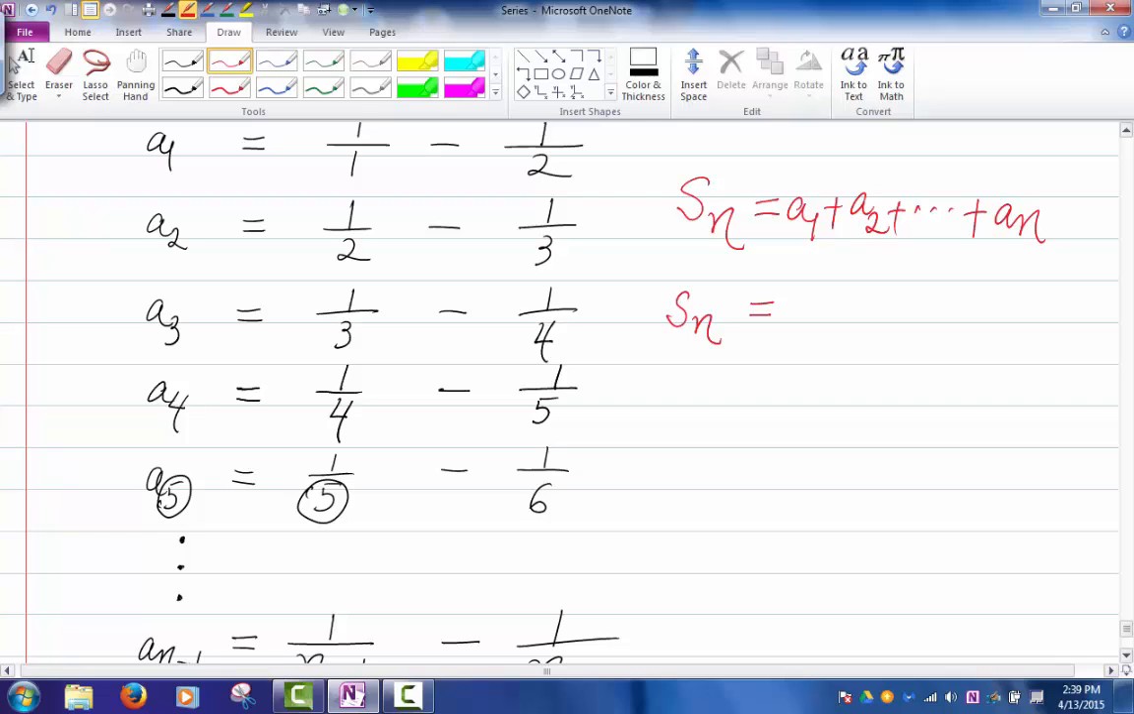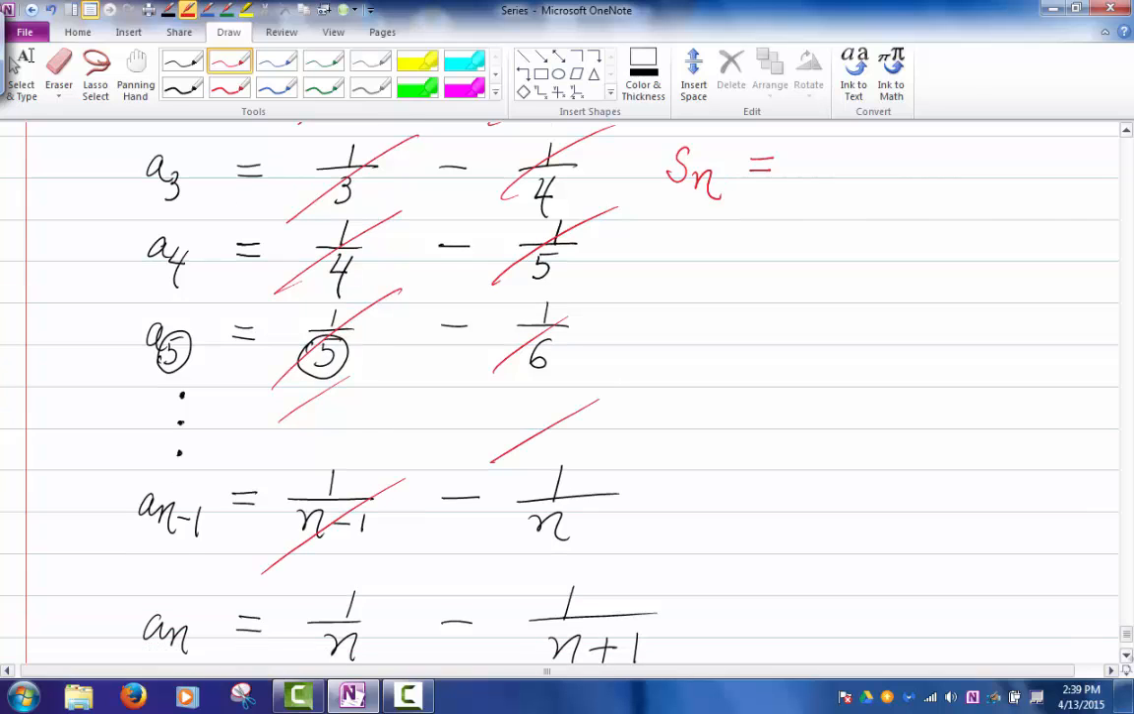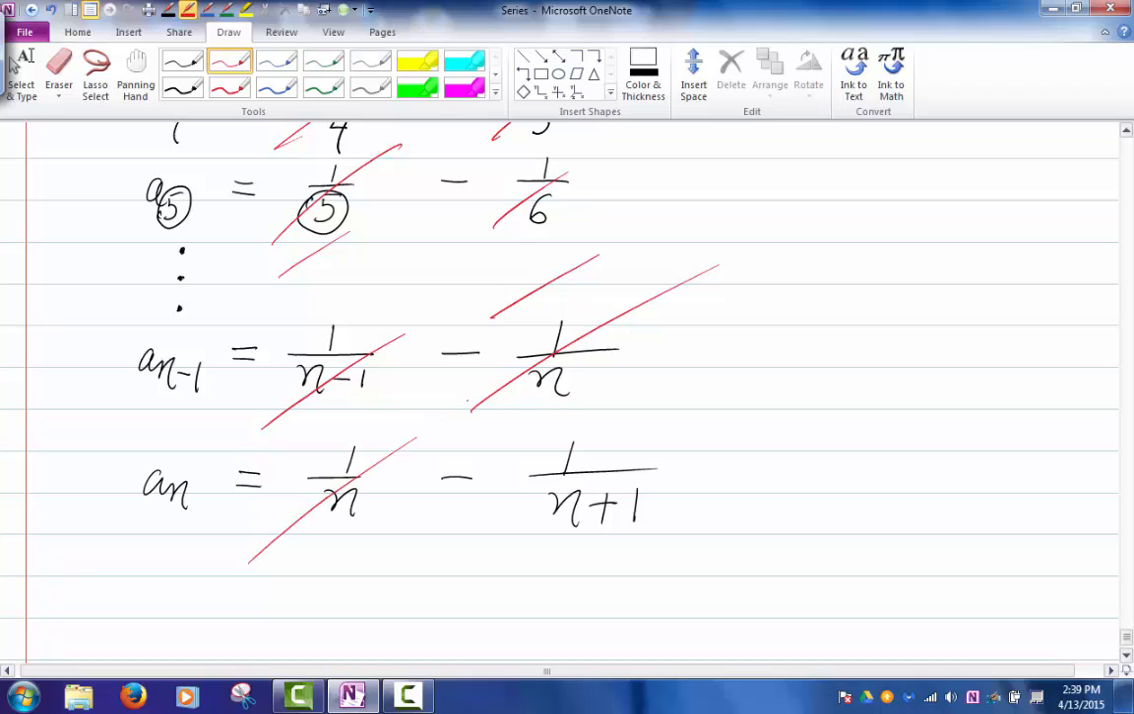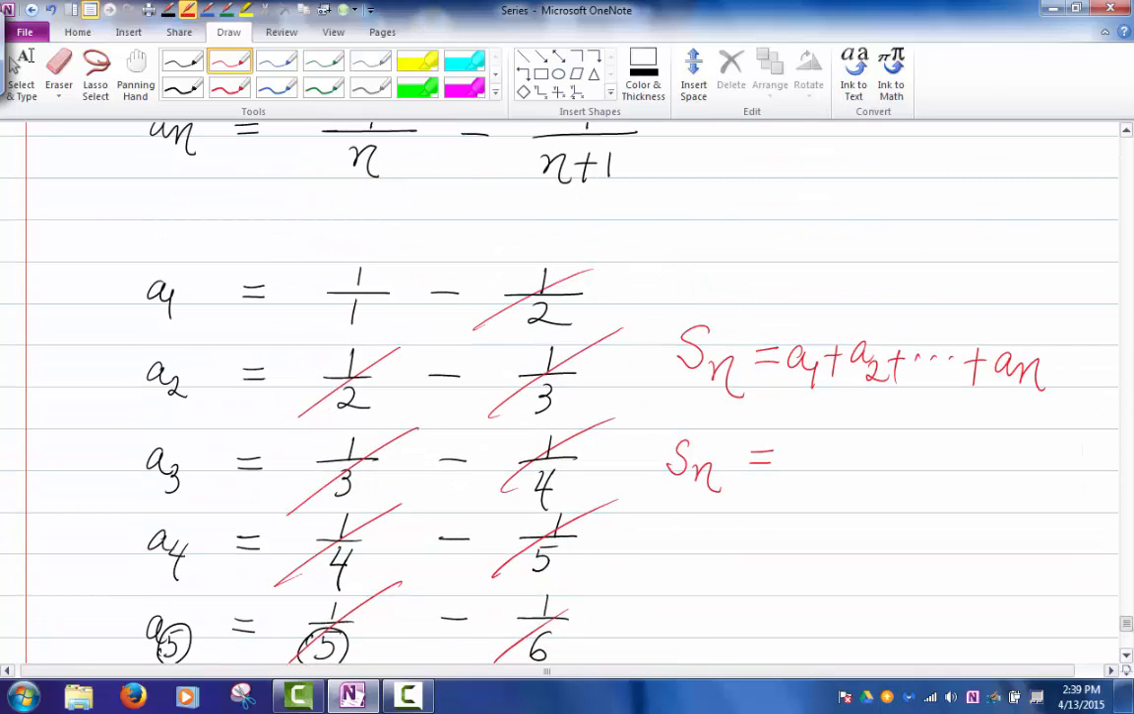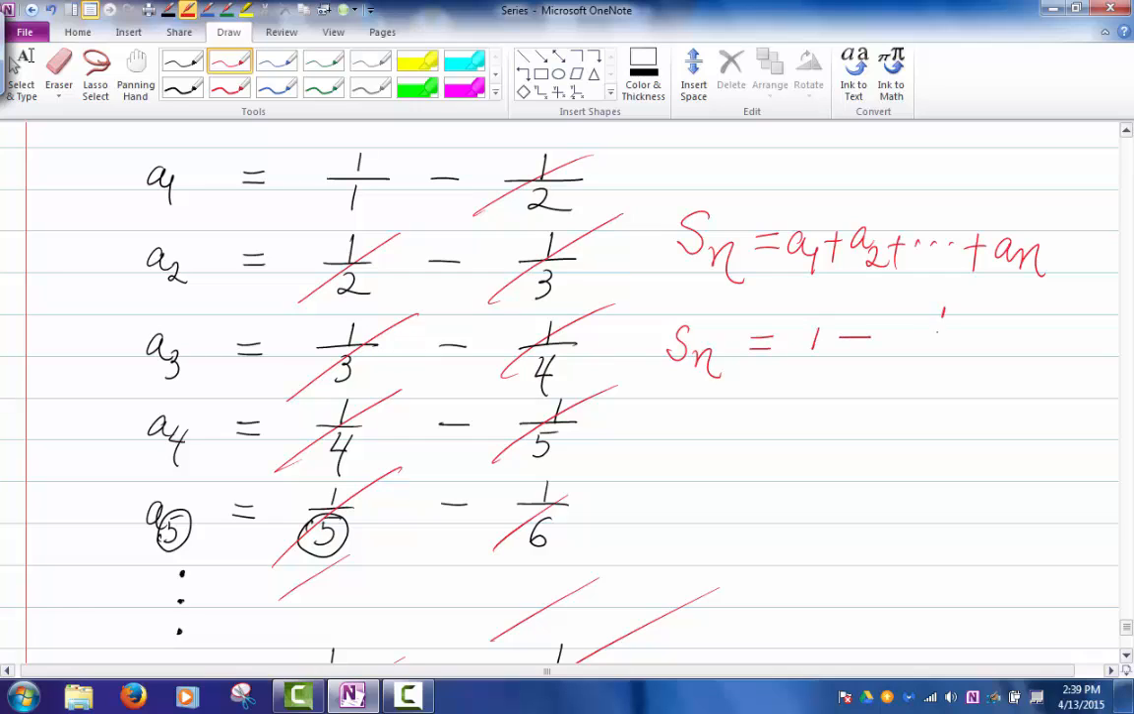So notice what's happening here. When you're adding all these terms, half goes away, third goes away, fourth goes away, fifth goes away. This will cancel out with something here, and then 1 over n will be cancelled out with this guy. When you add them, they will cancel out. What are you left with? 1 and 1 over n plus 1. So the Sn is actually 1 minus 1 over n plus 1.